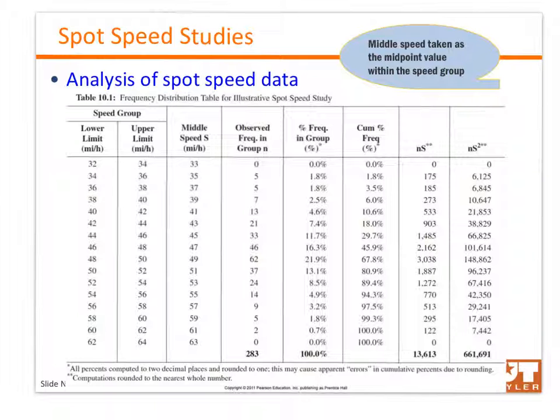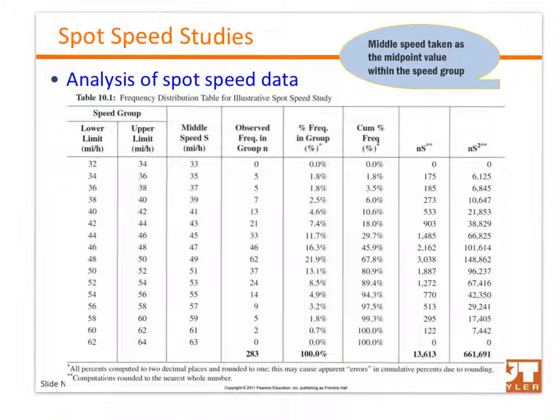As you can see here, there are some notations for the percent frequency in group. We have here all percents computed to 2 decimal places and rounded to 1. This is the one that may cause the error in cumulative percent due to rounding. So again, just keep that in mind. Also, the double stars here mean the computation is rounded to the nearest whole number. So typically we do not carry fractions in this calculation.